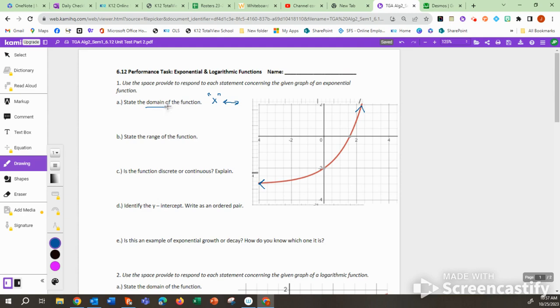When we're talking about domain, we're talking about x's. So this graph goes forever to the left, and it goes forever to the right. It is continuous, meaning it never stops. So we know that the domain goes from parentheses, negative infinity, comma, positive infinity, parentheses. You could also say all real numbers.